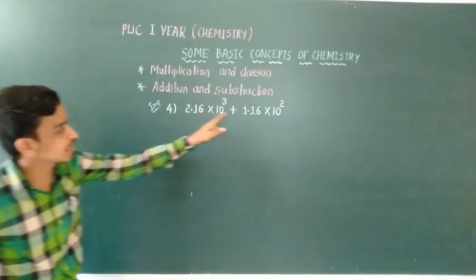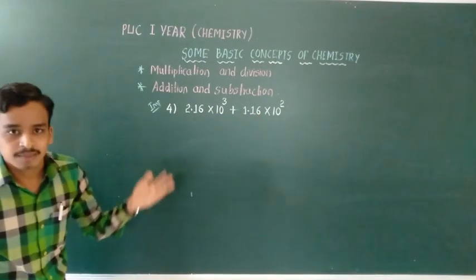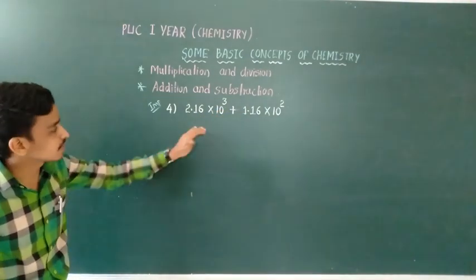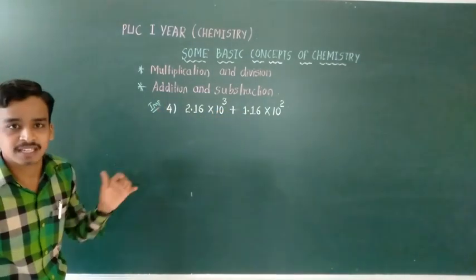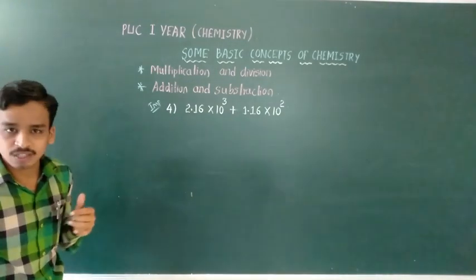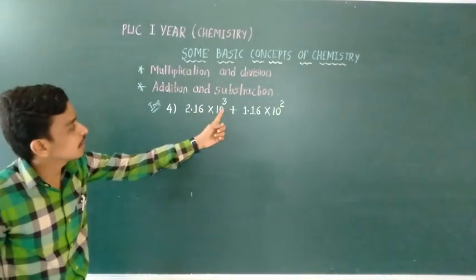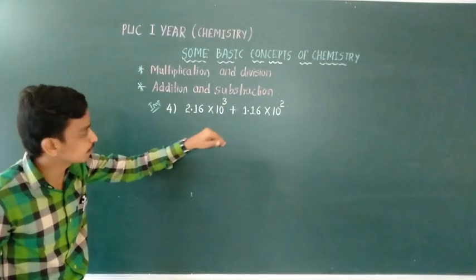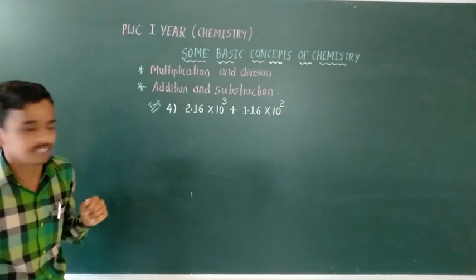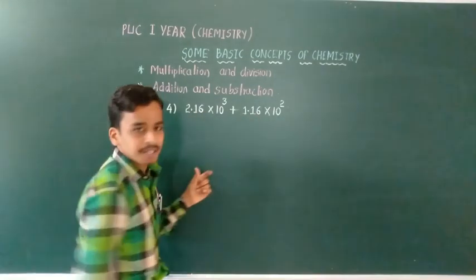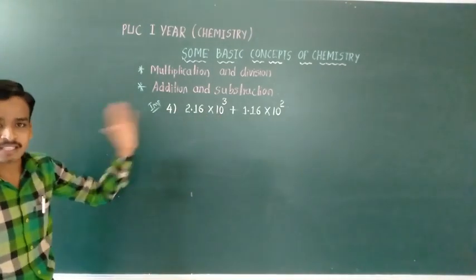But none of the numbers are the same to take common. How do we get the same similarity in these two numbers? That is from the previous class concept, the scientific notation form. According to scientific notation, here 10 raised to 3 can also be written as 10 raised to 2, 10 raised to 1, or 10 raised to 0, just by shifting the decimal point. By using that property you can solve this.